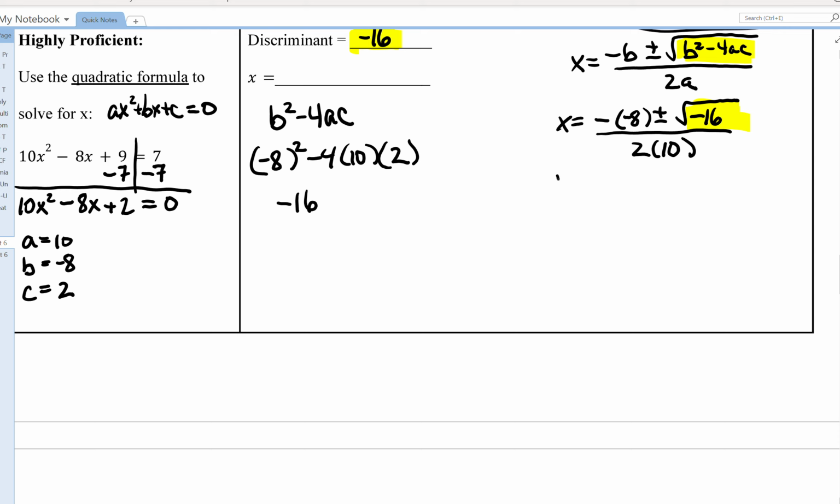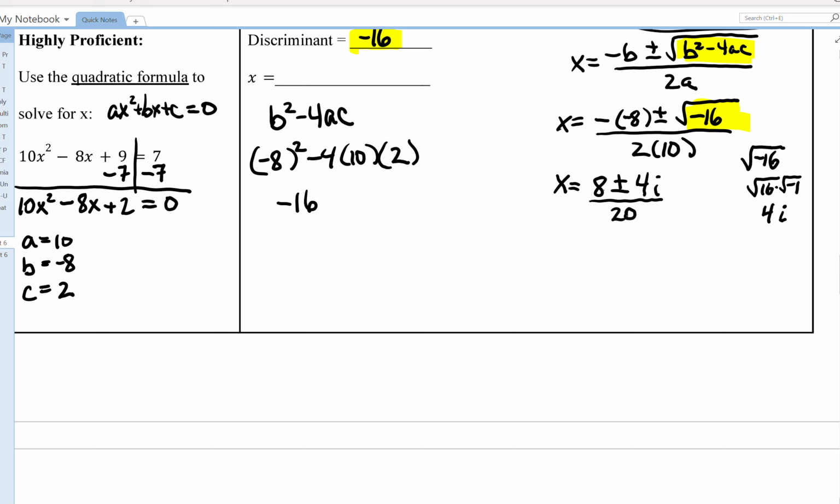I'm going to simplify this a little bit here. I've got x equals, the negative of negative 8 is positive 8 plus or minus the square root of negative 16. When you have a negative under the radical, you're always going to have imaginary roots. So that's the square root of 16 times the square root of negative 1. And the square root of 16 is 4. And the square root of negative 1 is the imaginary unit i. And so this is going to be 8 plus or minus 4i, and this is all over 2 times 10, or 20.